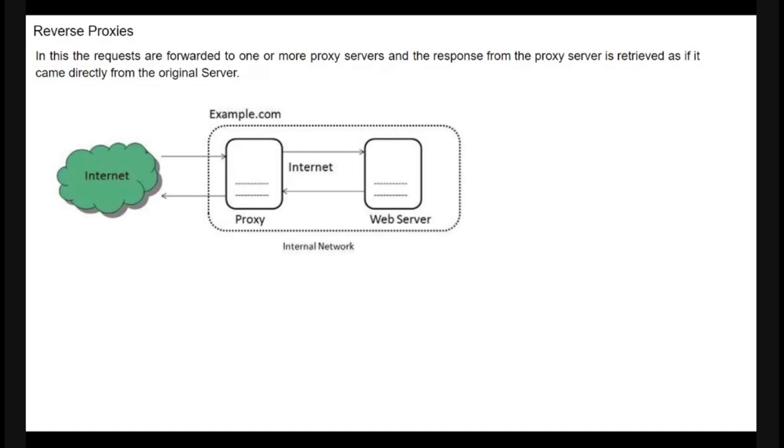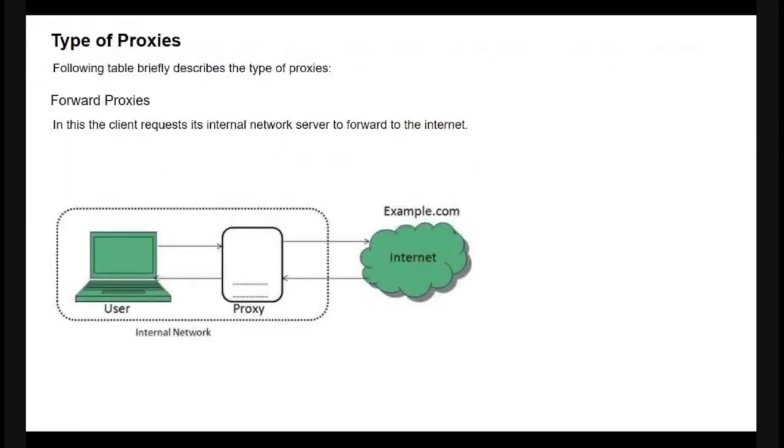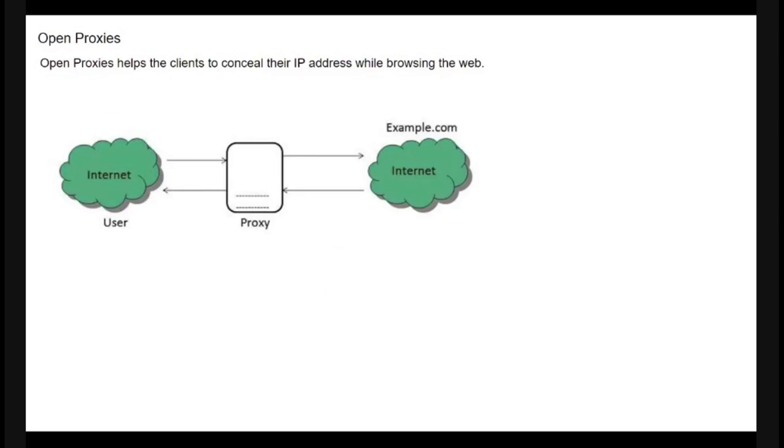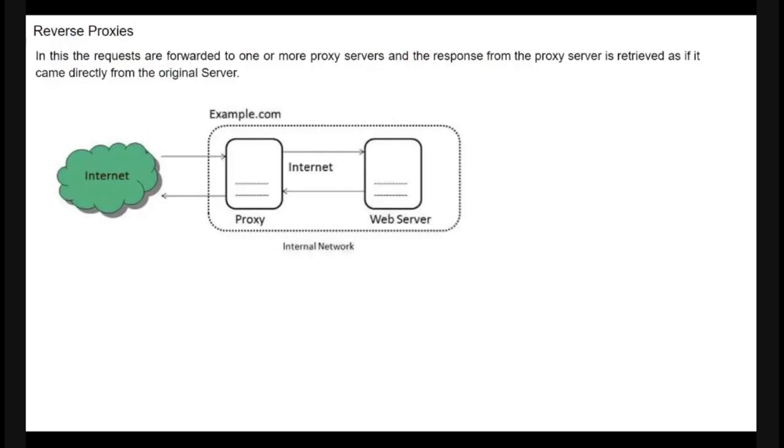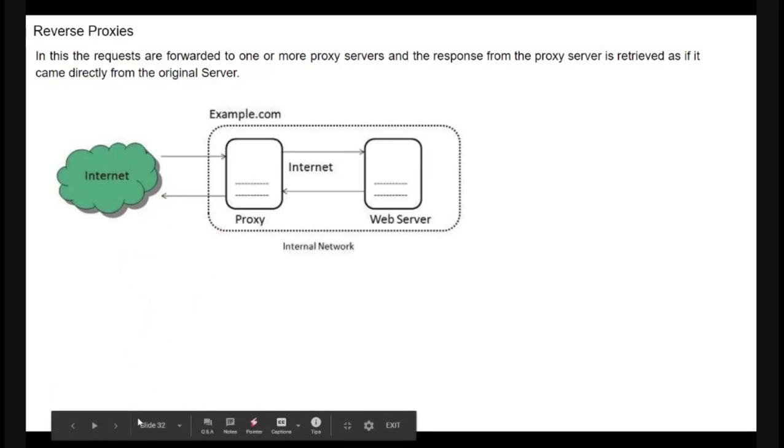So these are the three types of proxy. First is the internal network between the user and the proxy. Second is the open proxy, open to one and all. And third is again the reverse proxy. In the reverse proxy, what will happen? It is going to just give the data from the web server to the proxy, and proxy to the internet. Okay, so this is a reverse proxy.